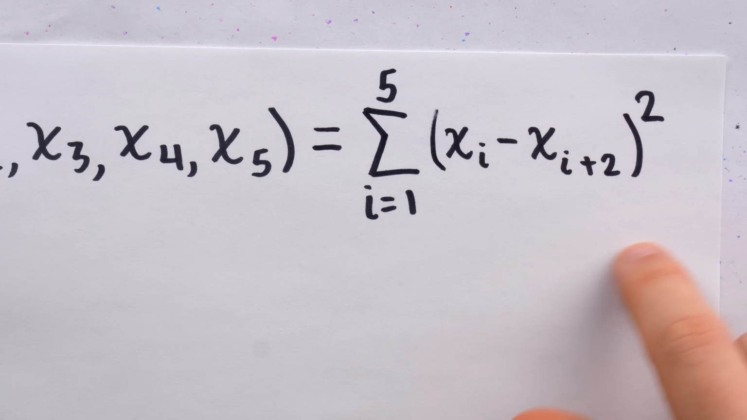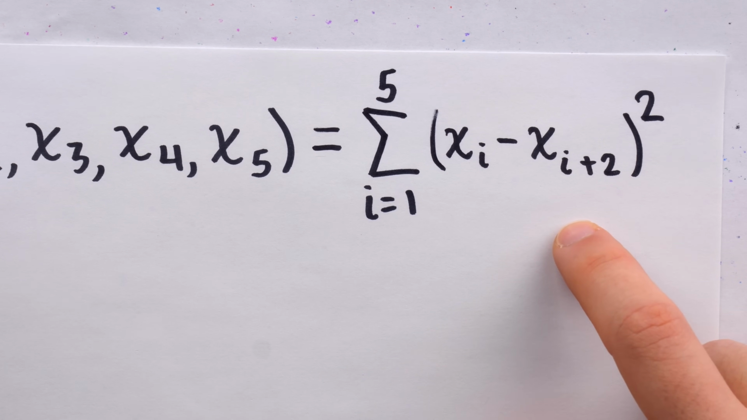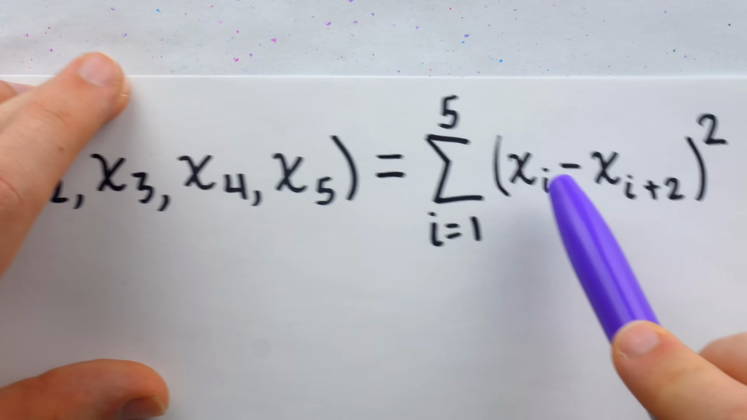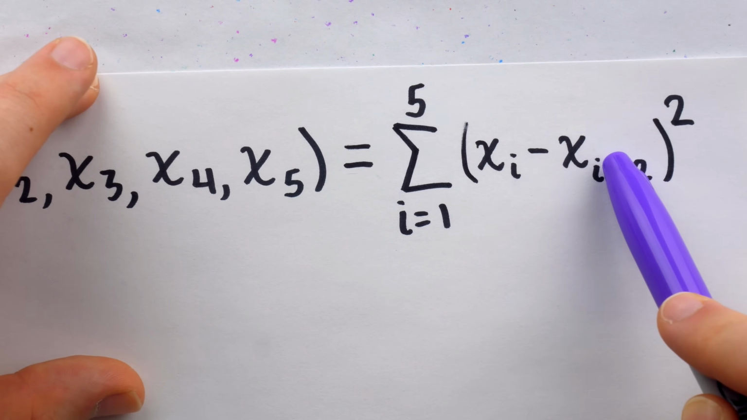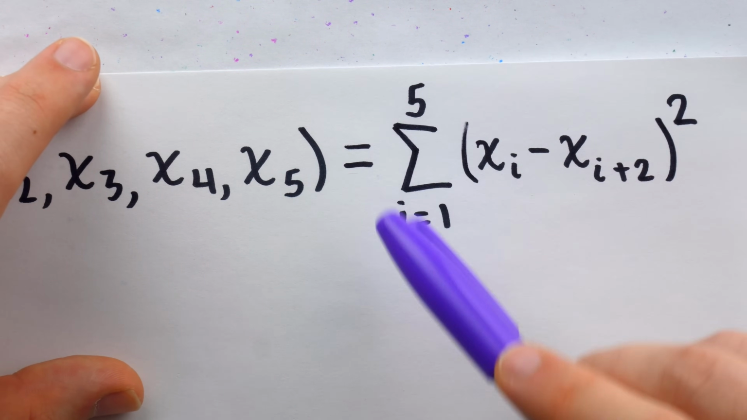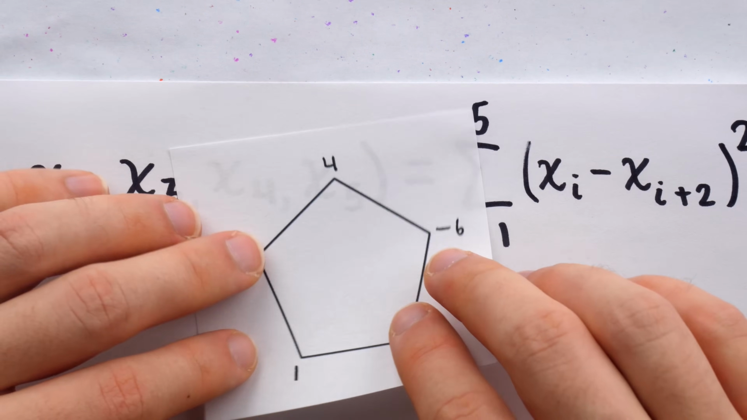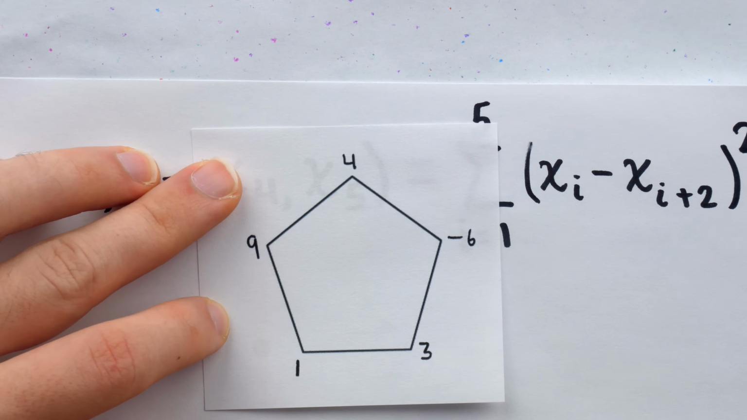There are still some details here, though, that are not 100% clear. Note, when i is equal to 4, so this guy would be x4, this guy is x6. What the heck is that? And when i equals 5, this would be x7. What is that? Well, we just have to imagine that we're looping around the pentagon.